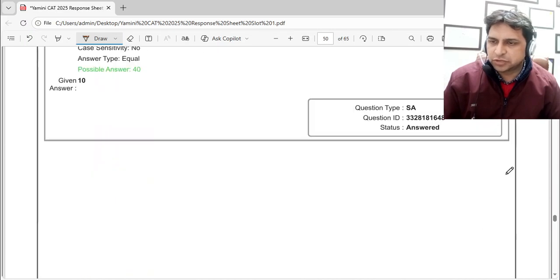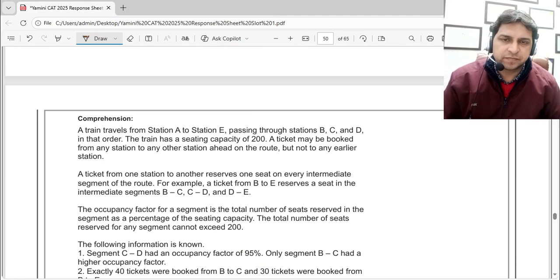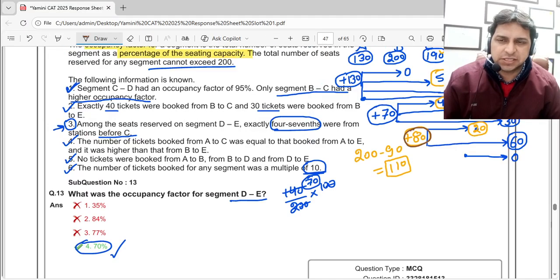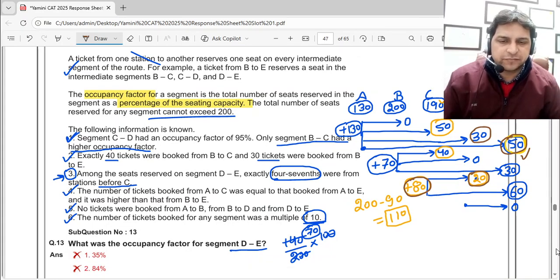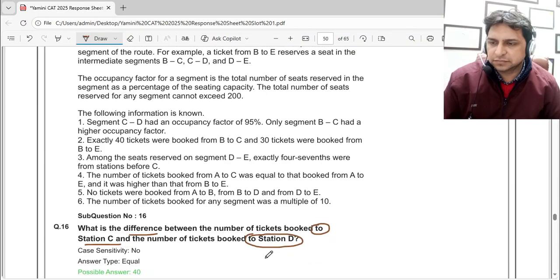The next question asks what is the difference between the number of tickets booked to station C and the number of tickets booked to station D? Till station C we can see 50 and 40, 90, and till D 30 and 20, 50. So the difference of 90 and 50 is 40. That is the answer here.